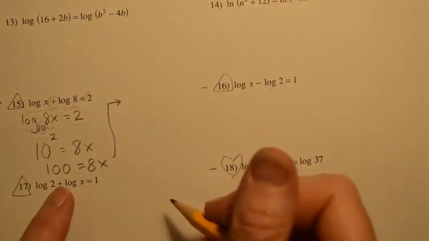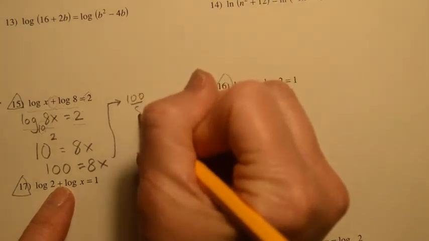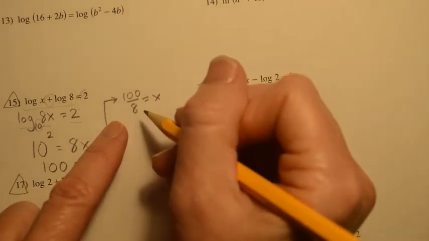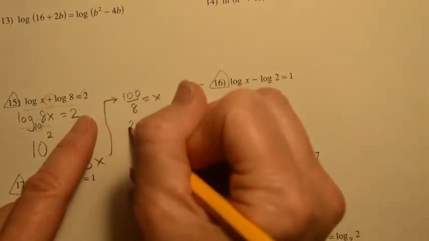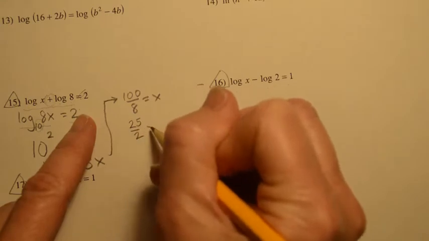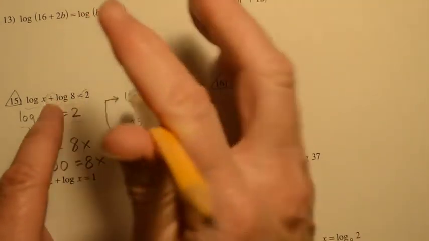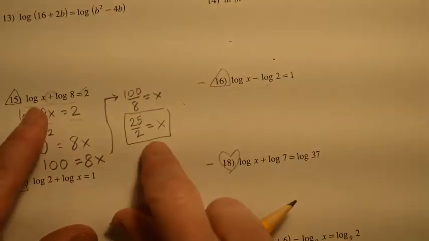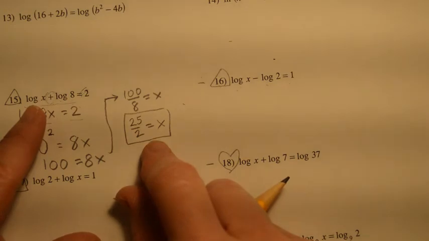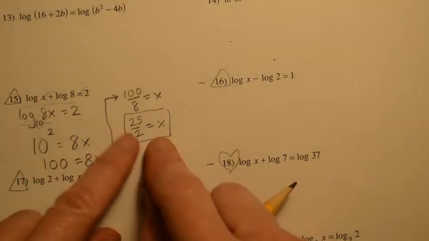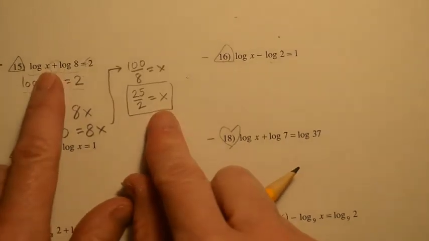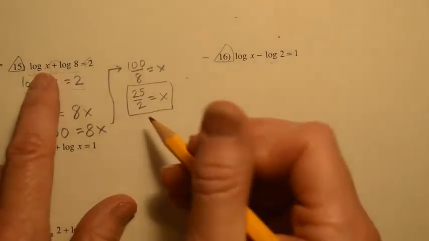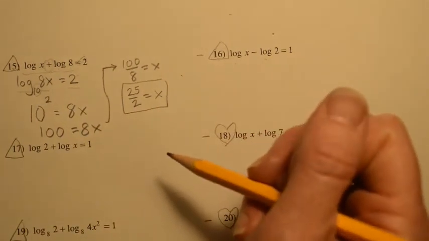I'm going to come up here. I'm going to divide both sides by 8. So 100 over 8 equals x. The only thing I can simplify here by is by 4. So this would end up being 25 over 2 equals x. And again, I'm going to check to make sure that if I plug it back in, I don't end up taking log of a negative number. So the only place x appears in this equation is the first one. If I put 25 halves in there, log of 25 halves is fine. This is positive, and so I can take the log of it.